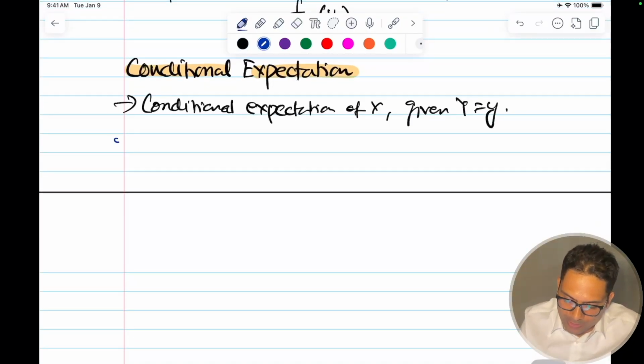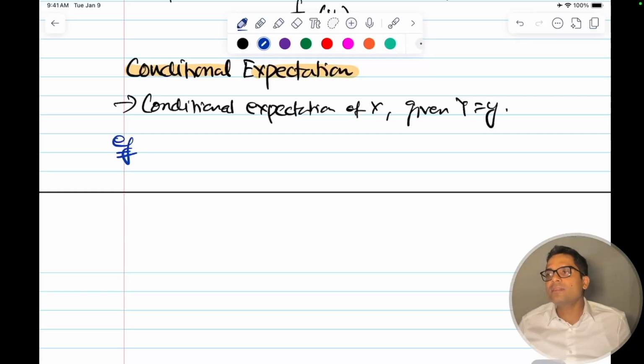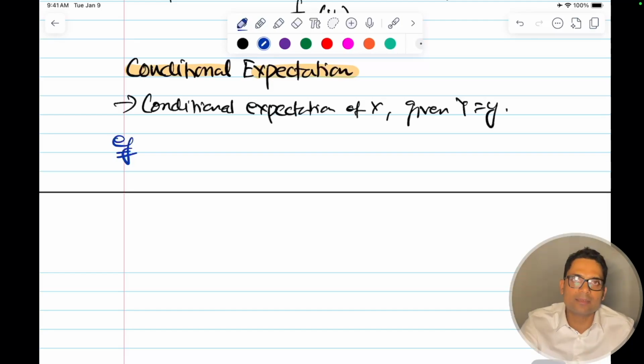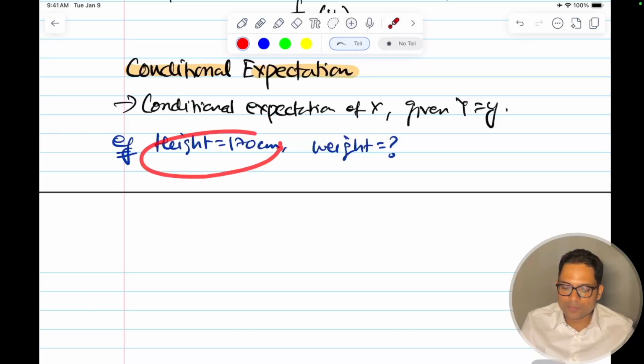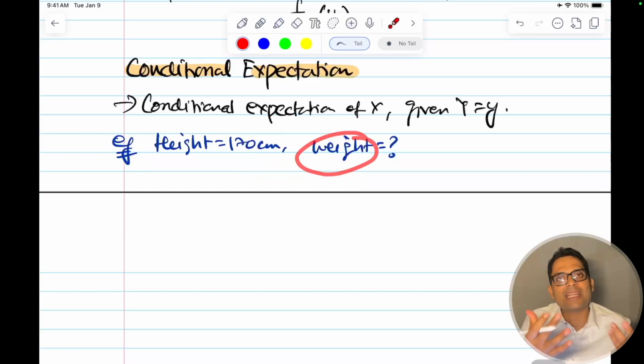What will be an example? For example, we have the conditional expectation of a person's weight given their height. If the height of the person is equal to 170 centimeters, then what will be their weight? This information is available. So this won't be the average weight, right?